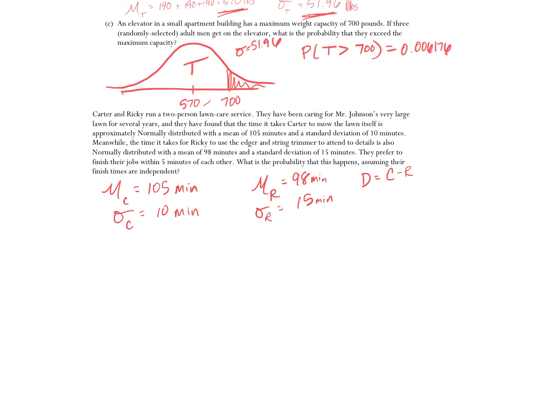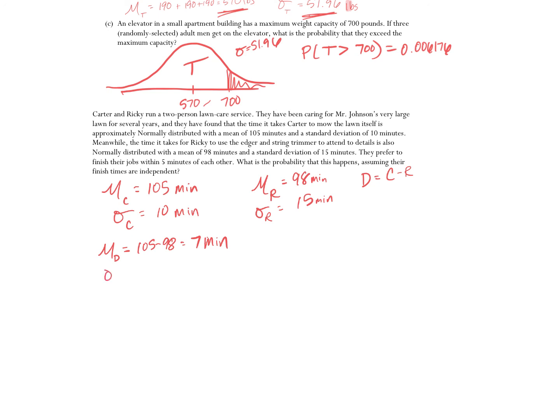Well, let's just see. What can we say about the mean of distribution D? What will that equal? 105 minus 98, which is 7 minutes. So what does that really mean? On average, they finish 7 minutes apart. Does that mean they're always going to finish 7 minutes apart? No, sometimes it's going to take Ricky longer, sometimes it's going to take Carter longer.